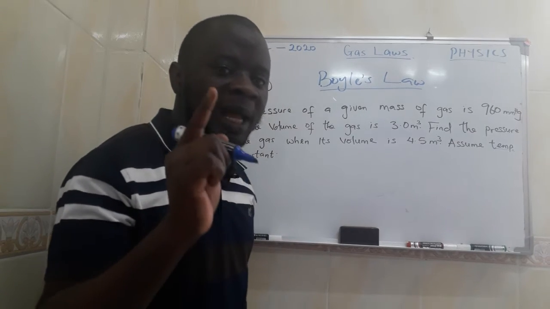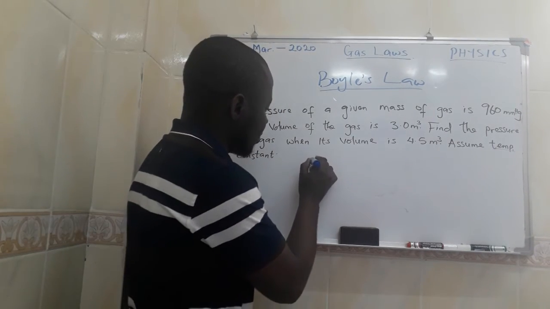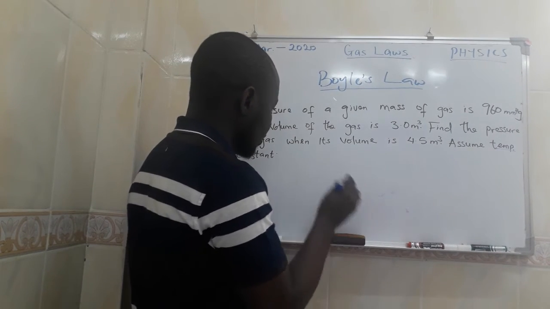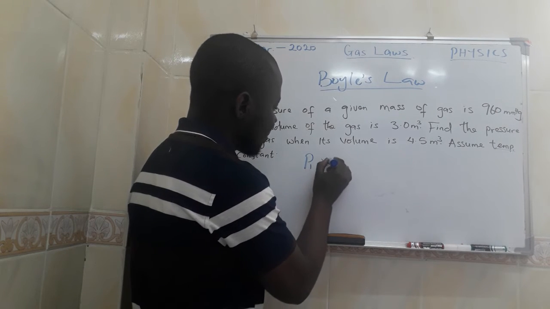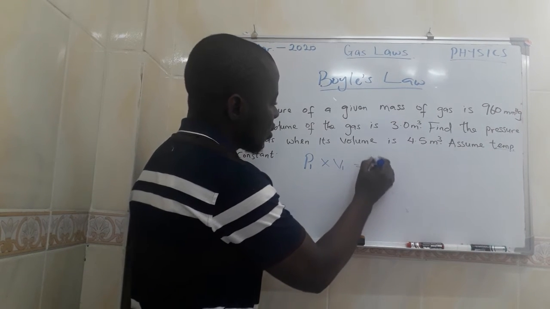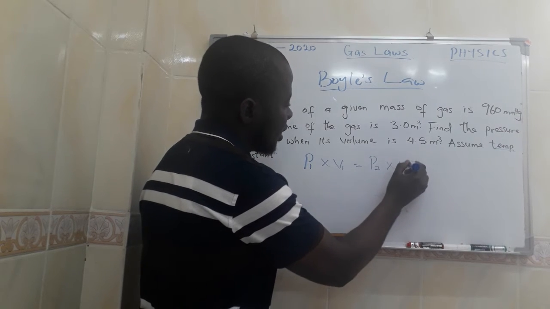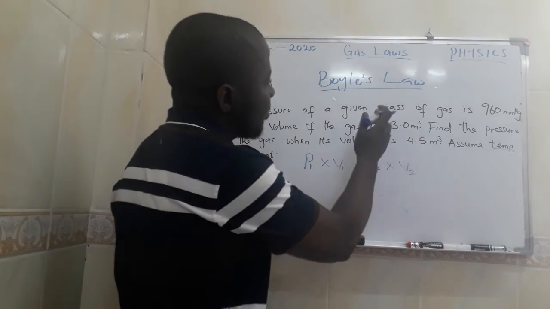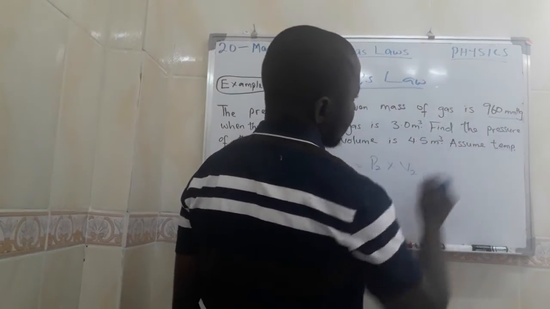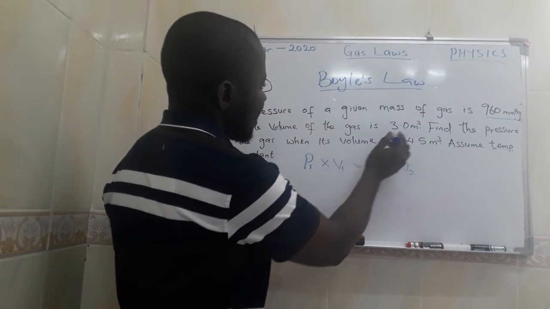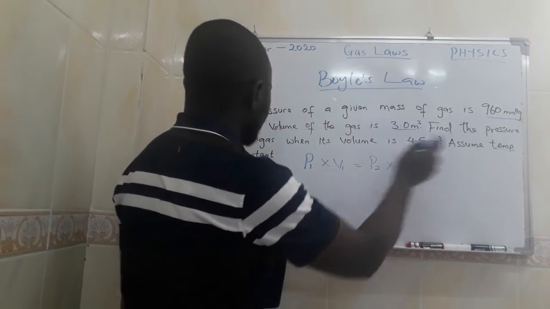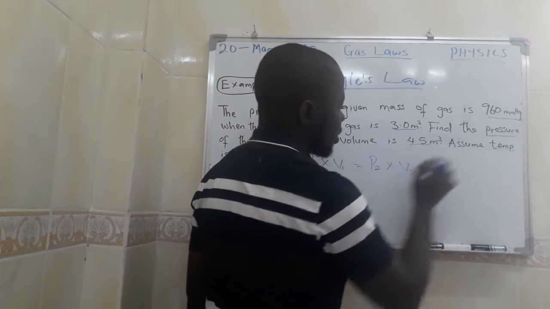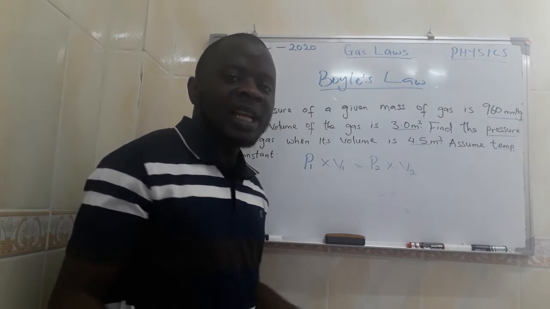So you will know that you apply the equation of Boyle's law, which says that the first pressure multiplied by volume 1 is equal to the second pressure multiplied by the second volume. Let me write this clearly. Now let's go back to the question. The pressure of a given mass of gas is this, so this is my P1. When the volume of the gas is this, this is my V1. Find the pressure of the gas when its volume is this. So we are looking for the second pressure P2. Are you following?